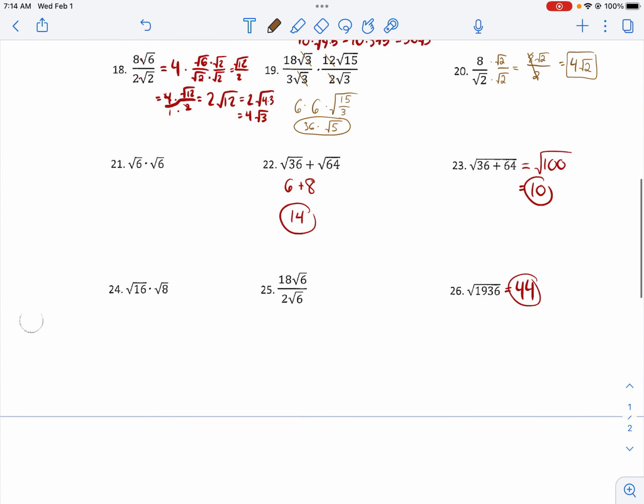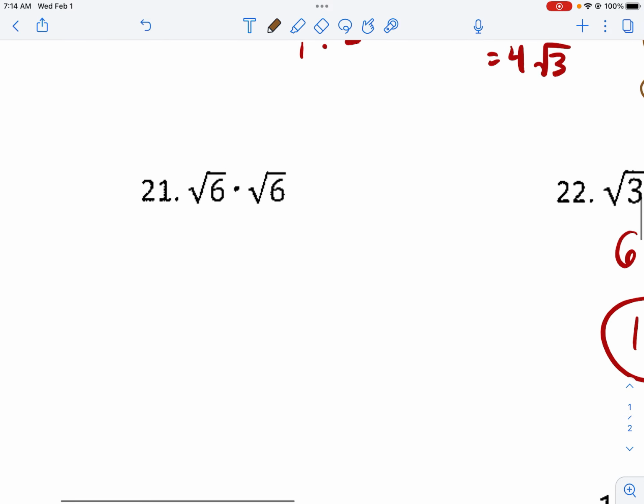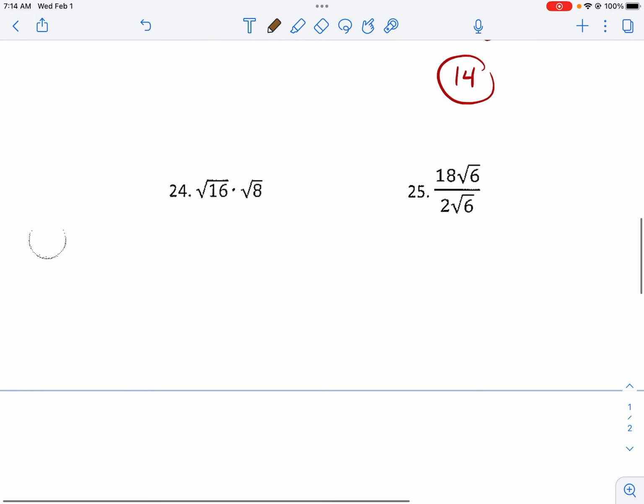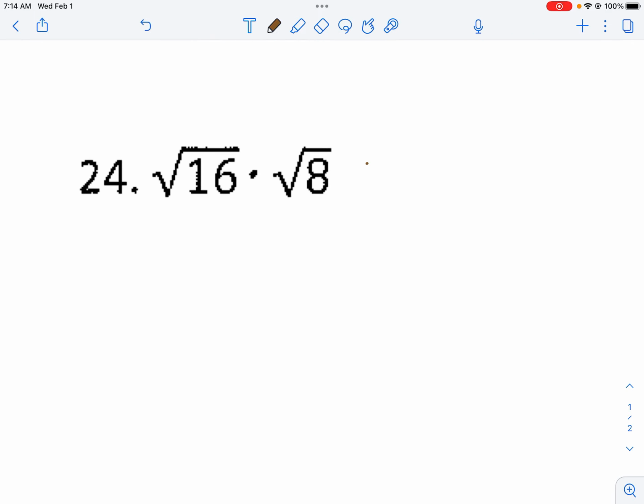See how many we've got left. 21, 24, and 25. 21, square root of 6 times square root of 6, we already said. That's just 6. It's one of our properties, something we've seen before. What about square root of 16 times square root of 8? We are going to have to multiply this out. That's going to give us 128, and that's inside the square root.